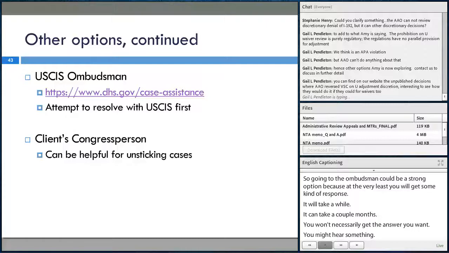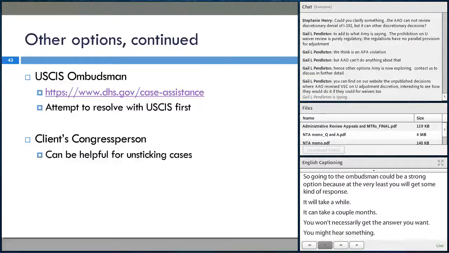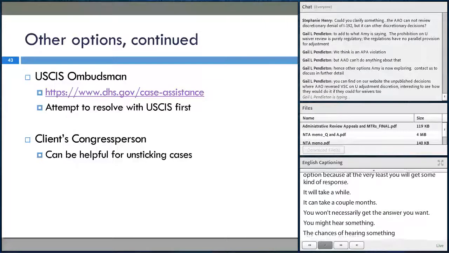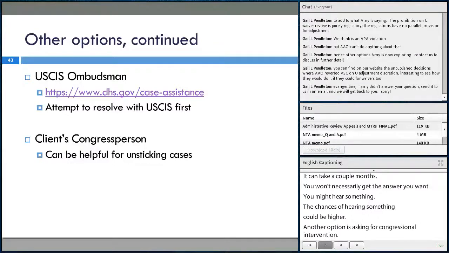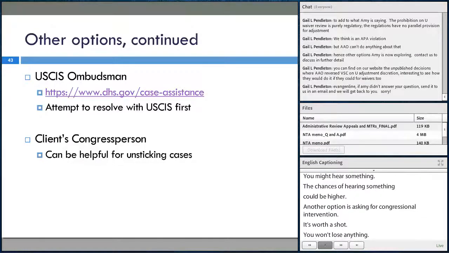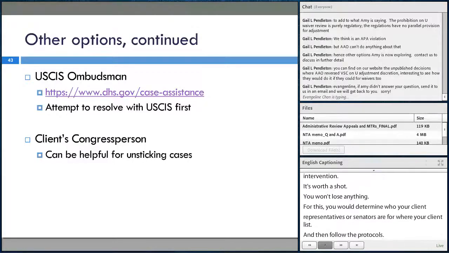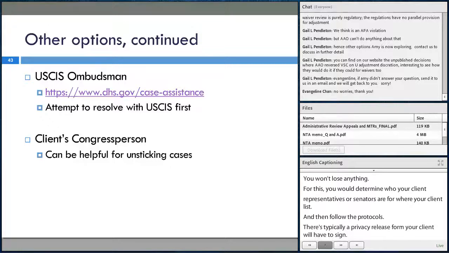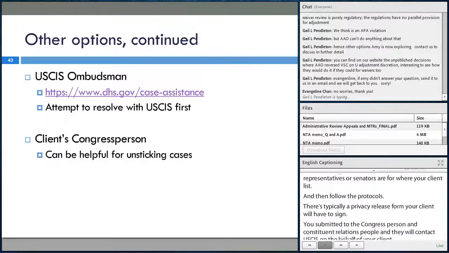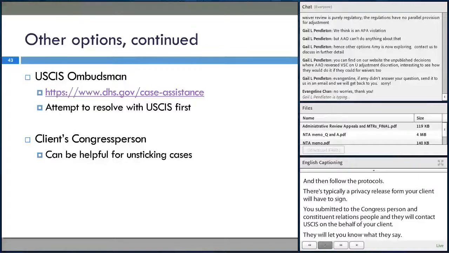And another option is asking for congressional intervention. This is sometimes helpful, sometimes less helpful, but it's worth a shot. You're not going to lose anything. And so for this, you would determine who your client's representative or senators are for where your client lives, and then follow their protocols. There's typically a privacy release form that your client's going to have to sign. You submit it to the congressperson's constituent relations people, and then they will contact USCIS on your client's behalf and let you know what USCIS says. And sometimes this can really light a fire under CIS to get something done, and other times it's less effective. But either way, there's nothing to lose here.